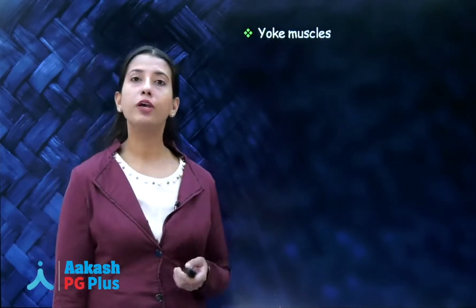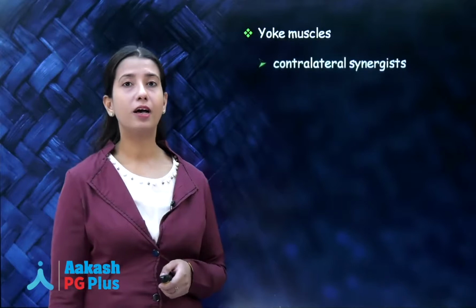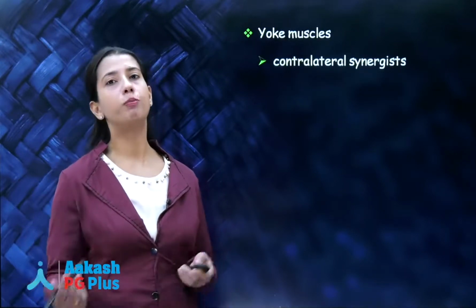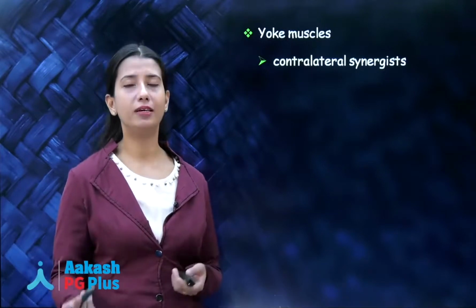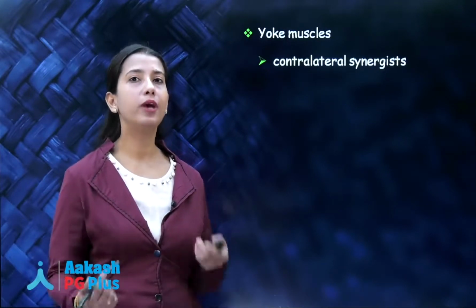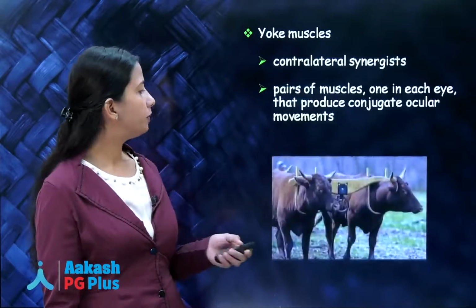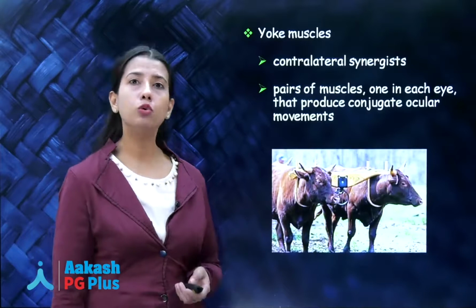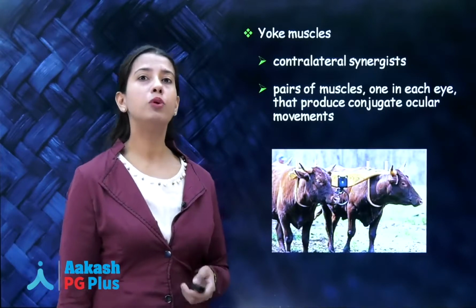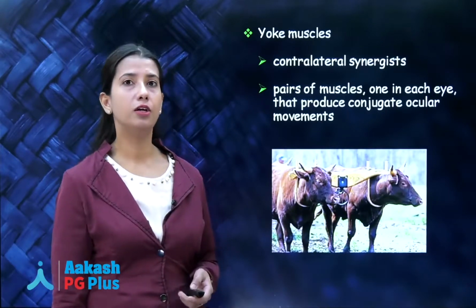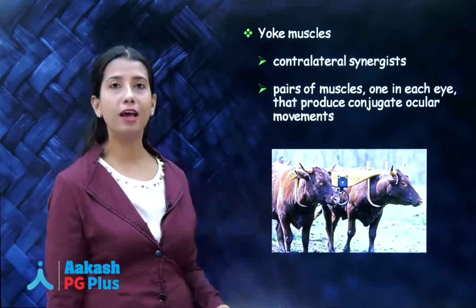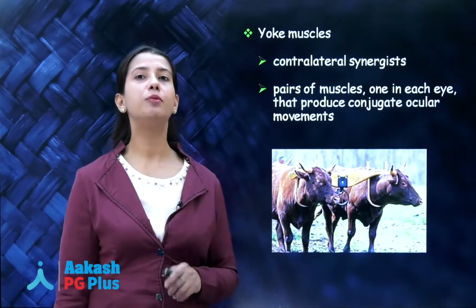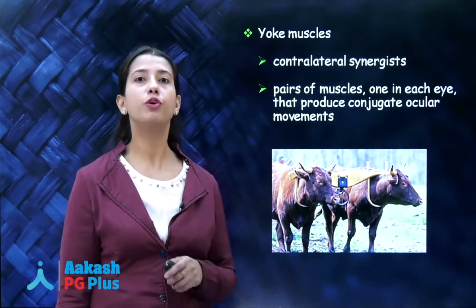So basically, what are yoke muscles? Yoke muscles are contralateral synergists. Contralateral means muscles of the opposite eye and synergist means muscles which act together. Yoke is basically this device, this brown wooden thing which you see, which is used by a farmer to tame the bulls into working in a field, so that if one bull moves to the left, so will the other. Similarly, the brain has disciplined the eyes with the use of yoke muscles.